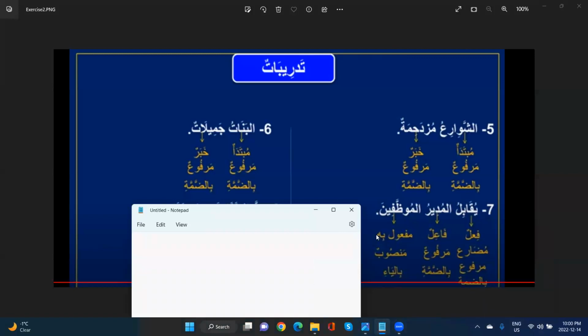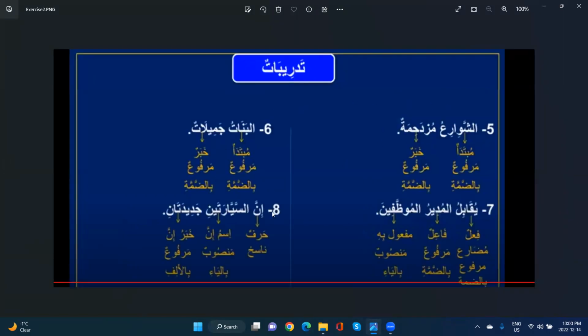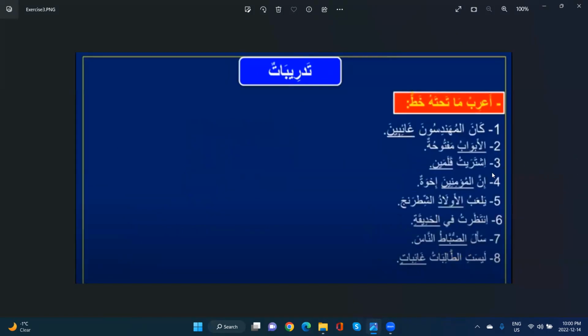Look at this: fi'lun, fa'ilun, maf'ulun bihi. Yukabilu is fi'l mudari' marfu' with damma. Al-mudiru is fa'il marfu' with damma because it's singular. And muwaddifina is jama' salim mudhakkar, mansub bil ya'. This is the solution, and you need to write it like this. Now you have the blanks and you take 1, 2, 3. If you do these the same way, inshallah, this will be your homework.